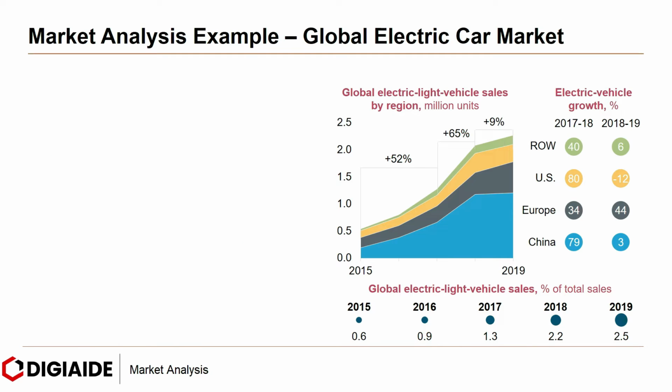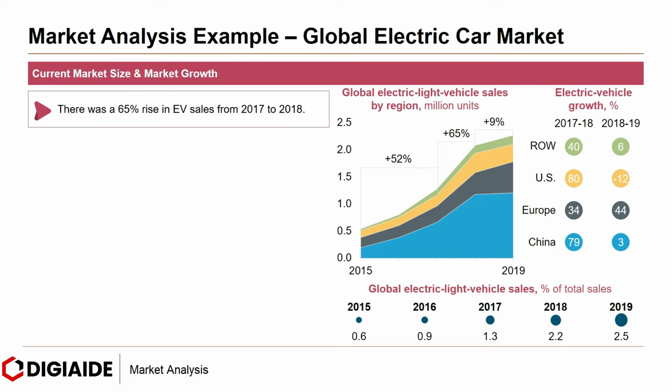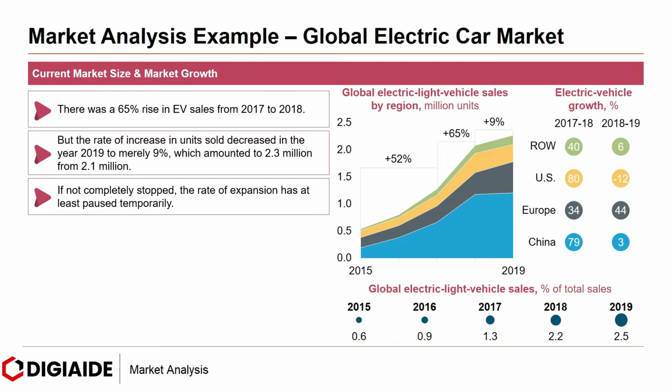Moving forward, now let's look at the market analysis example of the global electric car market. First, current market size and market growth. There was a 65% rise in electric vehicle sales from 2017 to 2018 as indicated in the chart on the right. But the rate of increase in units sold decreased in the year 2019 to merely 9%, which amounted to 2.3 million from 2.1 million. If not completely stopped, the rate of expansion has at least paused temporarily.